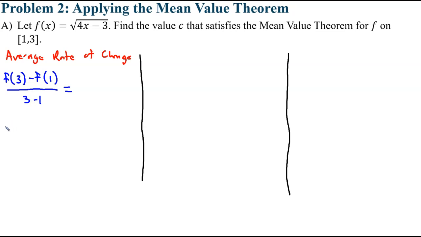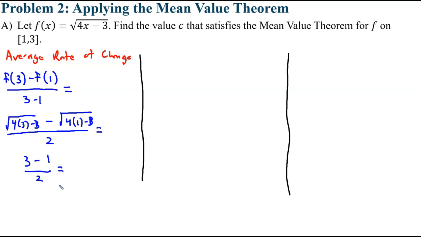All right, so let's plug those in. So it'll be the square root of 4 times 3 minus 3, minus the square root of 4 times 1 minus 3. Whoops, and that's not a 1 there, is it? That's a 3. Wake up. Divided by 3 minus 1, which is a 2. So in other words, 4 times 3 is 12, minus 3 would be a 9, square root of 9 is a 3, minus 4 times 1 is a 4, minus 3 would be a 1, square root of 1 is just a 1. So we have 2 over 2, in other words, just 1.